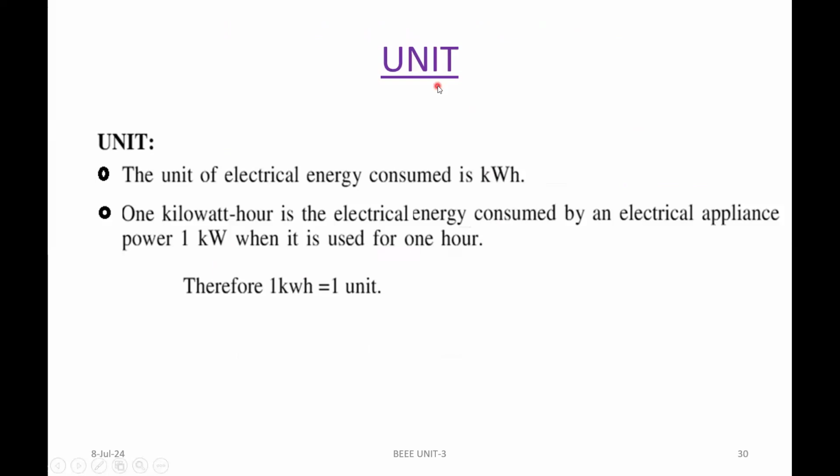And what is meant by unit here? Unit in the sense electrical energy consumed is kilowatt hour. You can easily observe hour is nothing but time, and watt is nothing but electrical power rating, and we get this unit here. 1 unit is equal to 1 kilowatt hour, or else 1 kilowatt hour is the electrical energy consumed by an electrical appliance of power 1 kilowatt when it is used for a duration of 1 hour.